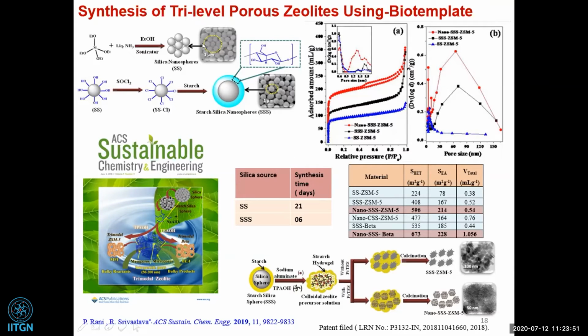Here we got the tri-level porosity. You can see here the mesopore pore size distribution. Here it shows the micropore, and this shows the mesopore. You can see that it has the pore size distribution in the lower size as well as the larger size.